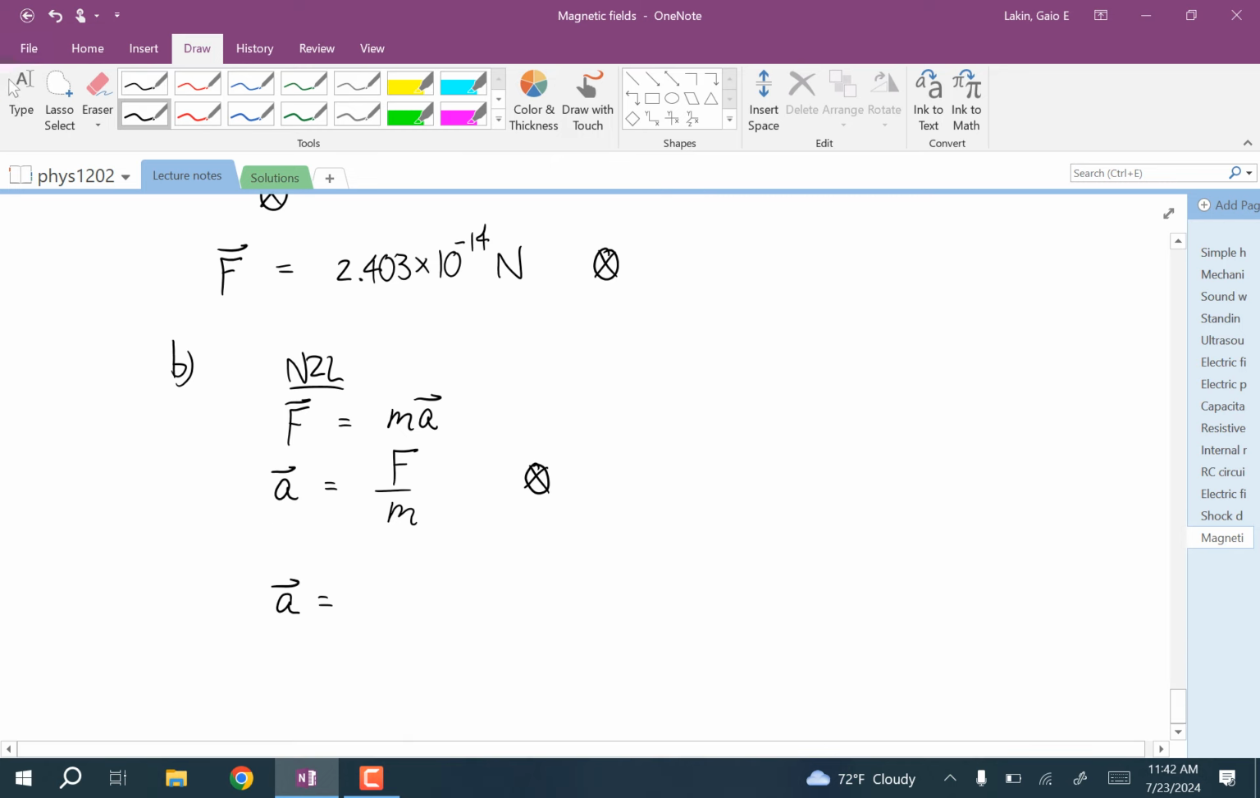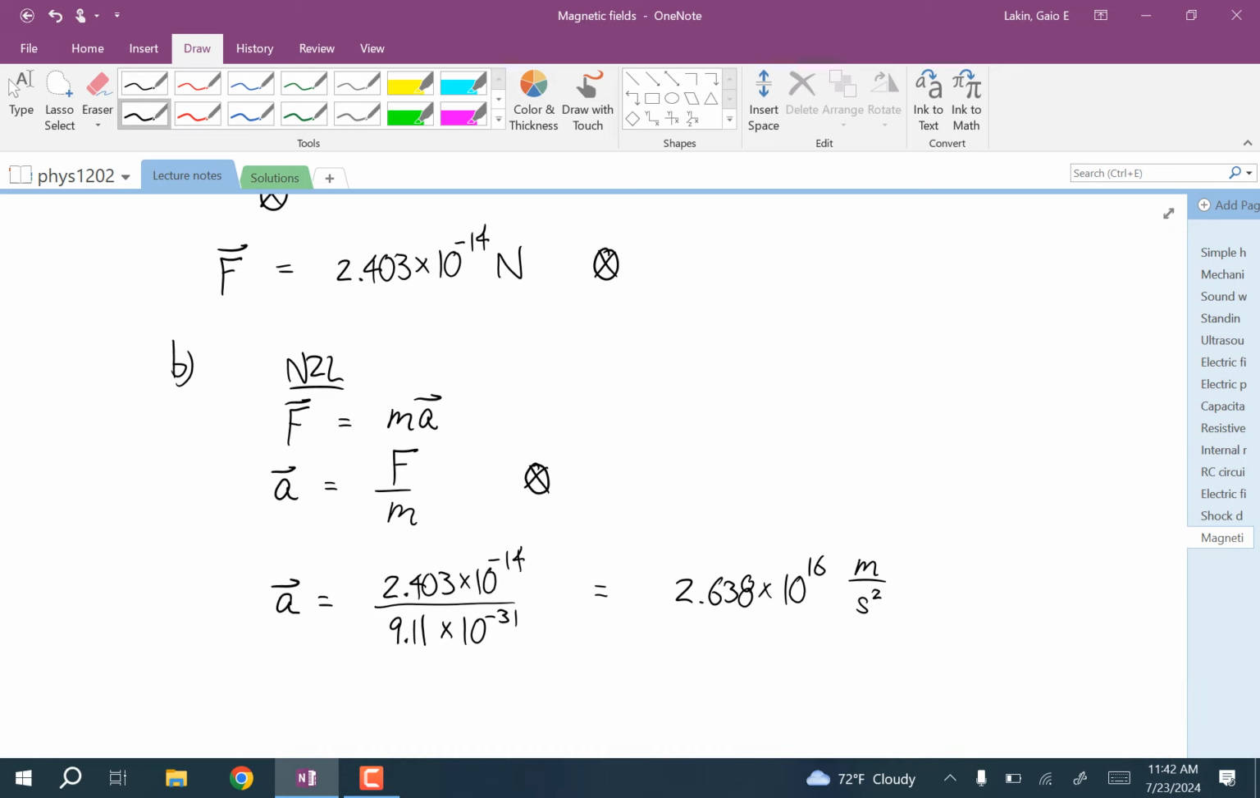And so the acceleration is 2.403 times 10 to the minus 14 divided by the mass of an electron, 9.11 times 10 to the minus 31. And that is 2.638 times 10 to the 16 meters per second squared. So even with that tiny force, we get an absolutely huge acceleration.